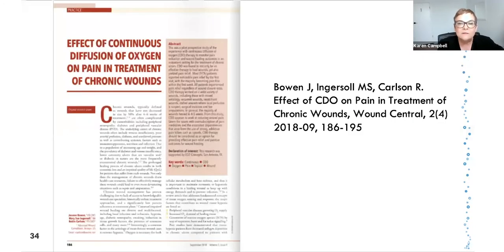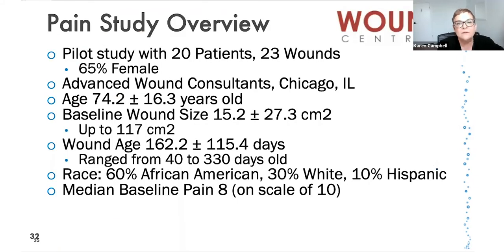So now I'm actually going to switch over and talk a little bit about our study that looks at the effect of CDO on pain and treatment of chronic wounds. And you can see the reference there. And this was a pilot study with 20 patients in 23 wounds. Most were female, and it was done in Chicago. You can see the average age is older than the diabetic foot ulcer, and the wound size was bigger. And you can see that one of the wounds was 117 centimeters squared, but the average wound size was 15 with a standard deviation of almost 28 centimeters squared.